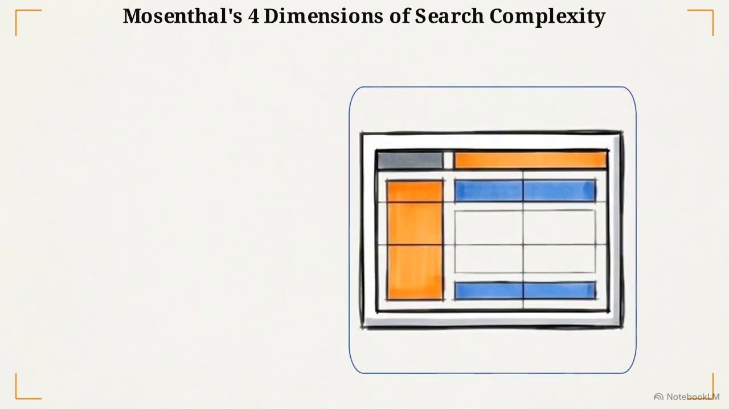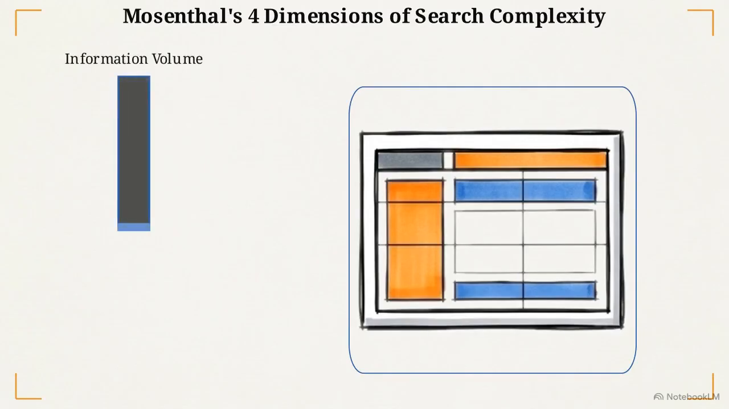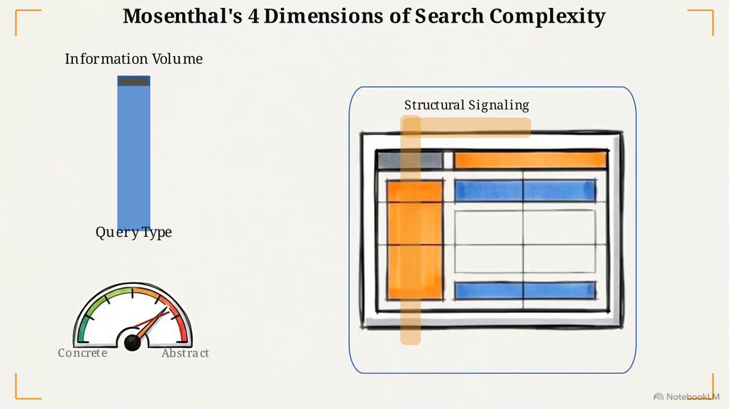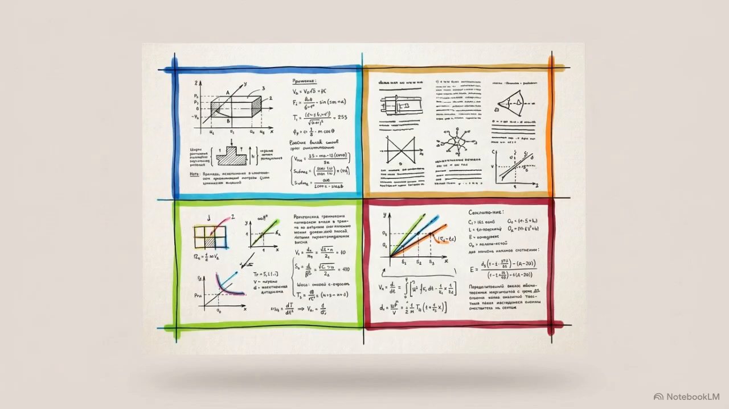We can quantify the difficulty of this external search using Peter Mosenthal's framework, which identifies 4 specific dimensions of complexity. Mosenthal's first dimension is document complexity, governed by information volume and structural signaling. Dimension 2 evaluates the query type, as concrete facts are easier to find than abstract relationships. Dimension 3 measures the inferential match distance between the query and text. Finally, Dimension 4 considers the plausibility of distractors, irrelevant data sharing features with the requested information.